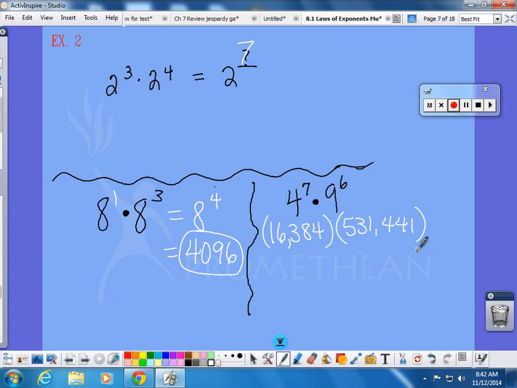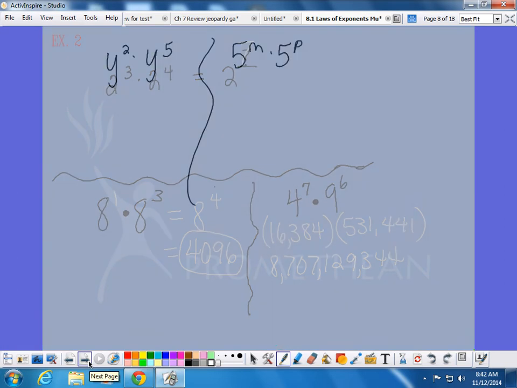I gotta count the numbers to see where I start. 8,707,129,344. Billion. Do you agree? 8 billion, 707 million, 129,344. All right. So in that case, you don't leave the exponents, but you also cannot use the product rule because they do not have like bases. Does anybody have a question? All right, let's continue on.